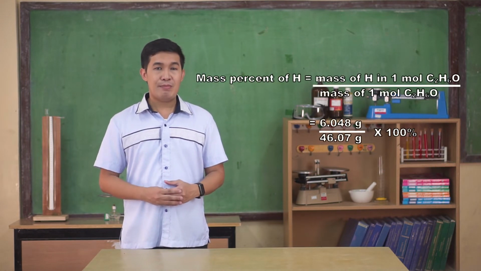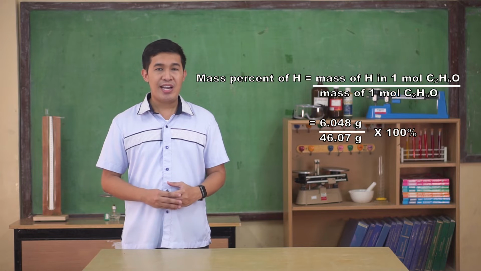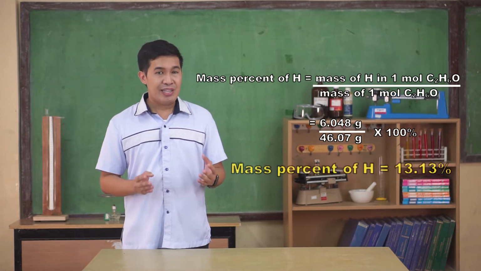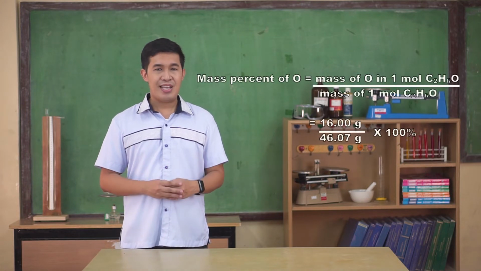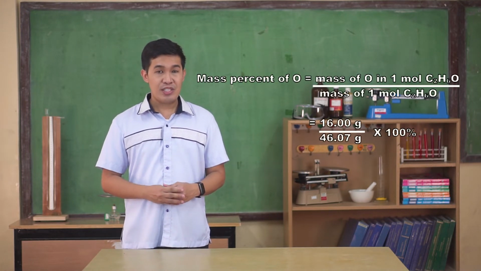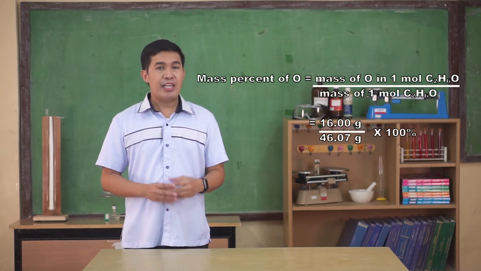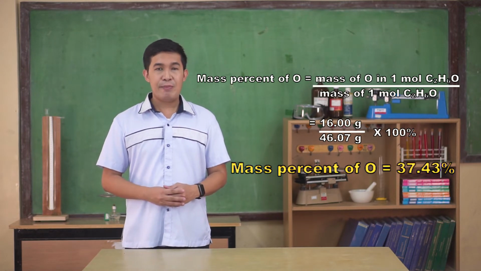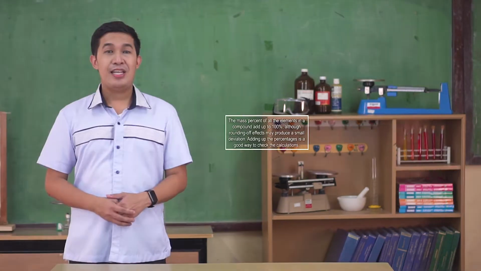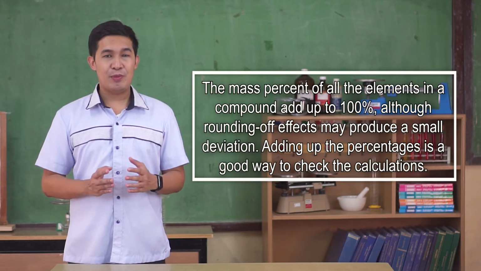We simply divide the mass of hydrogen in 1 mole of ethanol over the molar mass of the compound and multiply by 100%. We will get 13.13%. For oxygen, again, divide the mass of oxygen in 1 mole of ethanol over the molar mass of the compound and multiply by 100%. We will get 37.43%. The mass percent of all the elements in a compound add up to 100%.